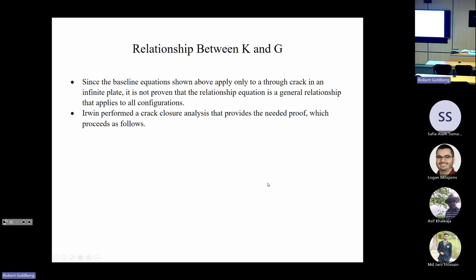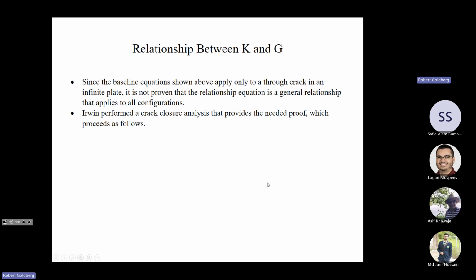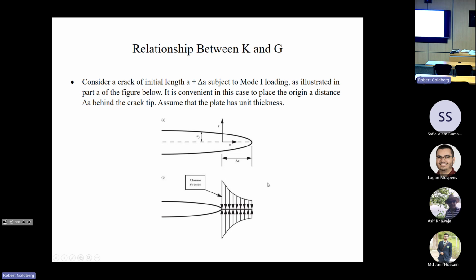And Irwin performed an analysis that provides, to an extent, the needed proof. And we're not going to dot every I, cross every T in the proof. We're just going to go over in a general sense, what the proof is.